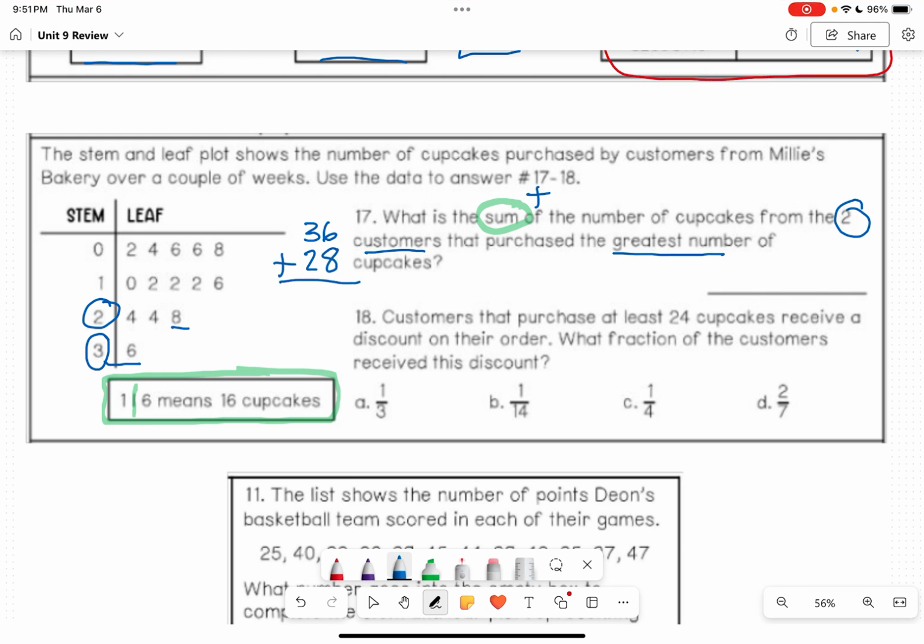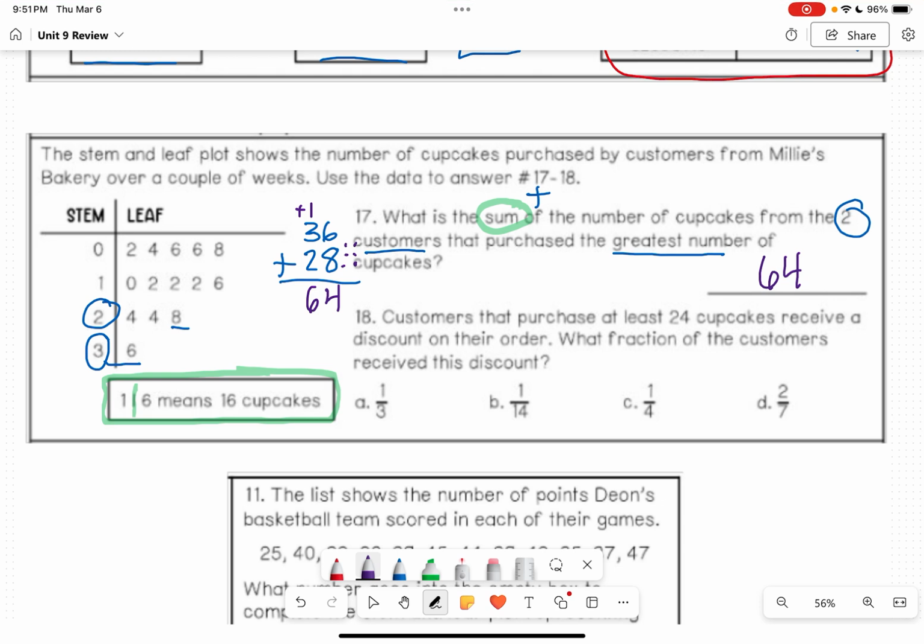So let's add that together. 8, 9, 10, 11, 12, 13, 14. So after you add them together, you get 14. Add 3 plus 1 plus 2, that is 6. So we get 64. Okay, let's go to our next problem.